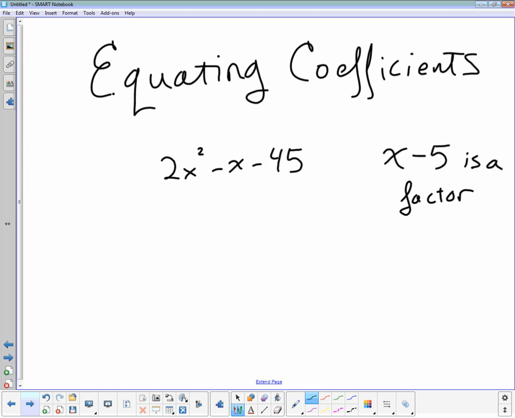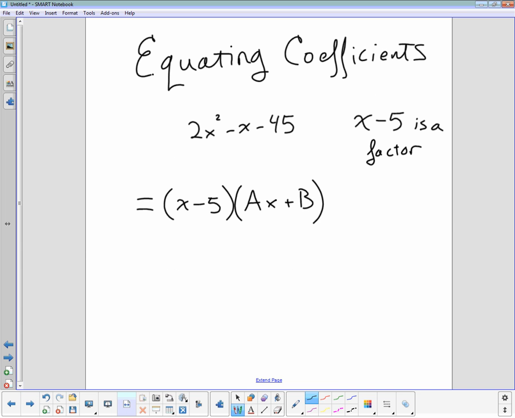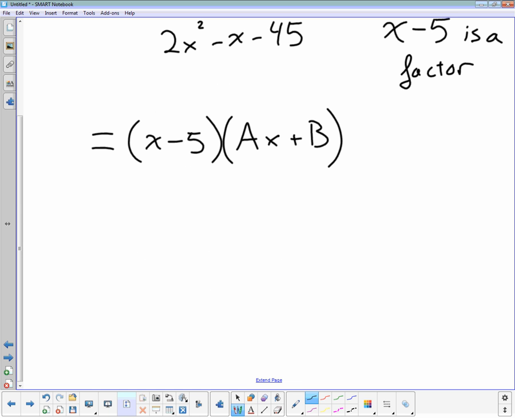If this thing factors into x minus 5 and something else, whatever it is, we don't know, we don't care yet, but we'll find it. Then what we can do is say, I don't know what a and b are right now, but let's just see if we take this a little bit further. We multiply it out: ax squared plus bx minus 5ax minus 5b.